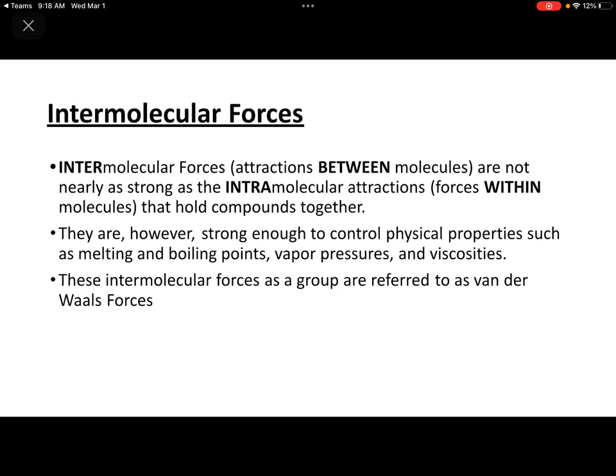When we look at intermolecular forces, once again, that's between the molecules, and they're not as strong as our intra. So when we're looking at them, we have to look also at their physical properties, so their melting and boiling points, their vapor pressures, and their viscosities. Intermolecular forces are strong enough to control those properties. If you ever hear intermolecular forces, you might also hear them called van der Waals forces. So they go hand in hand. You might also hear the electrostatic attractions, the same thing.